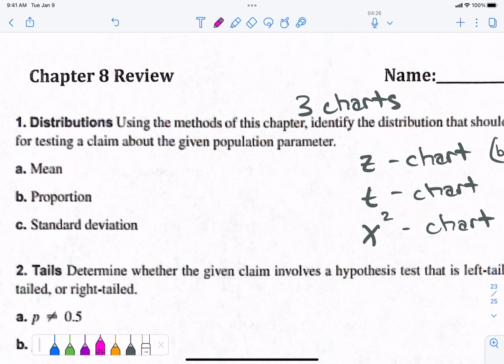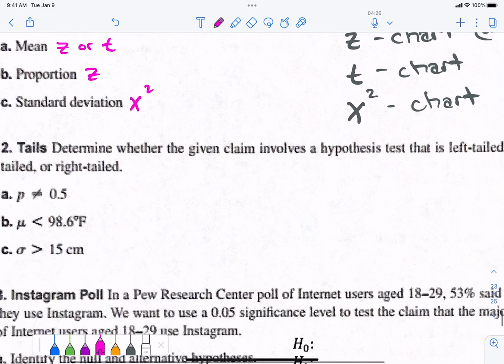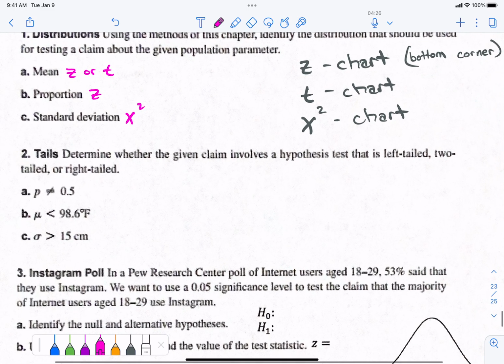Mean is Z or T, depending on the information that you're given. That's the one where you have to choose, and it has to do with the n greater than 30 type of thing. Proportion is always going to be Z. Standard deviation is always going to be chi-squared. Does that make sense? That's what they're asking for on number 1: which distribution or which chart do you use for that? Got it? Okay. Number 2, determine whether the given claim involves a hypothesis that is left-tailed, right-tailed, or two-tailed.